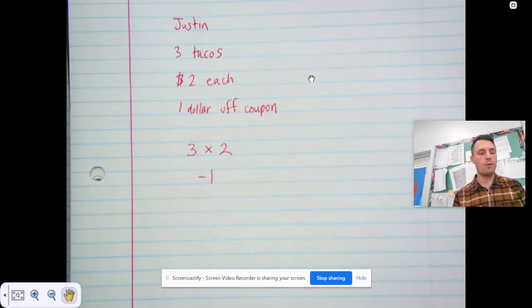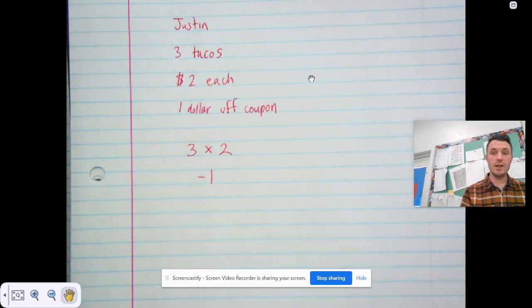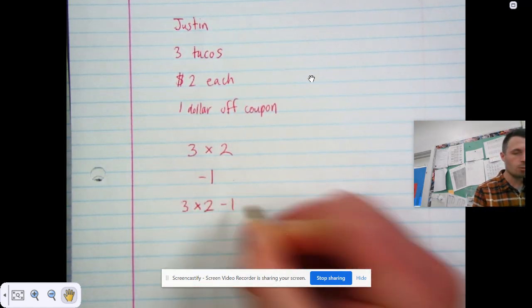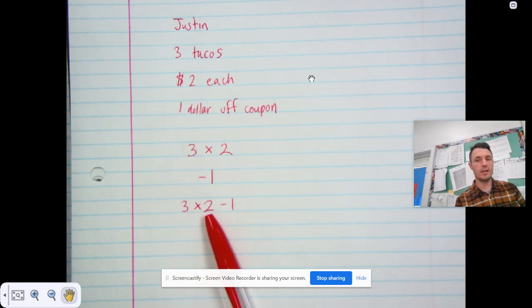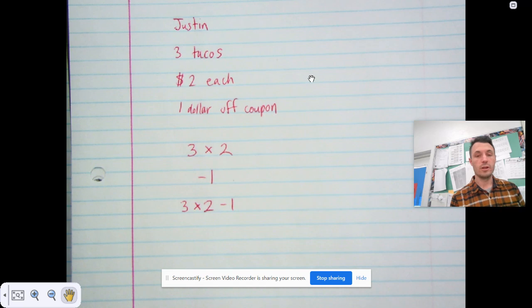Okay? Now, how would we put this together as a numerical expression? We just take the two operations and we put them together. 3 times 2 minus 1. And now he has three tacos times $2 each. That's 6 minus the $1 off coupon. He'll spend $5 for his 3 tacos. Now that's a cheap dinner.